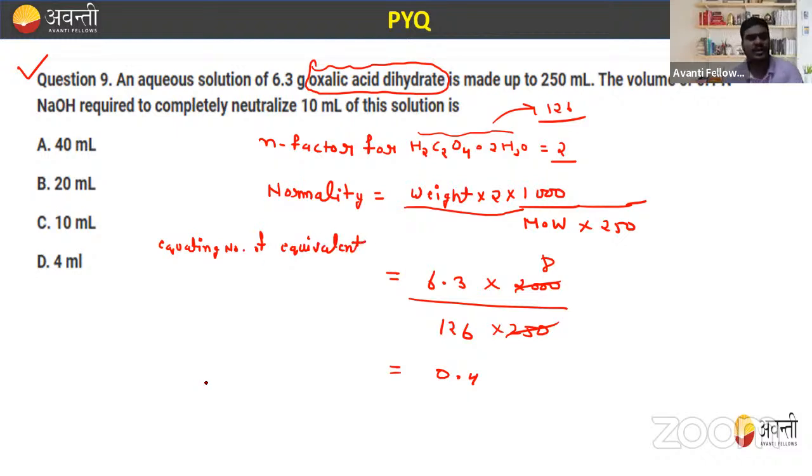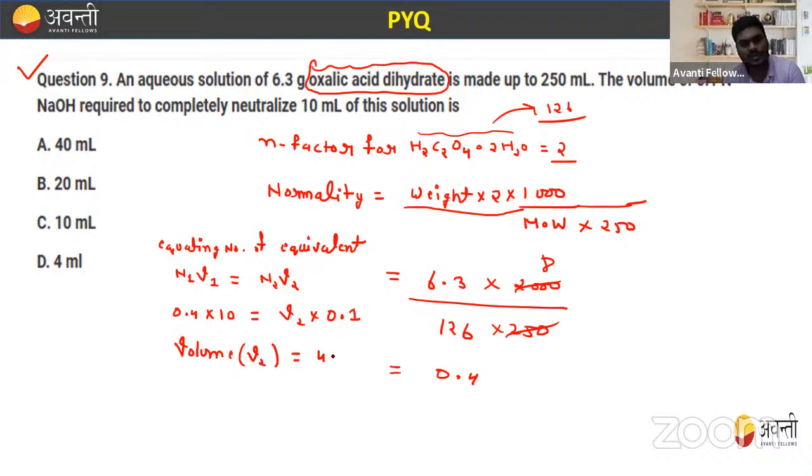Okay, so equating number of equivalents, that is N1 V1 is equal to N2 V2. So what is N1 here? That is 0.4. What is V1? That is 10. And V2 into 0.1. Right? So what does the volume come out to be? Volume, that is V2, is equal to 40 ml. Right? Volume comes out to be 40 ml.